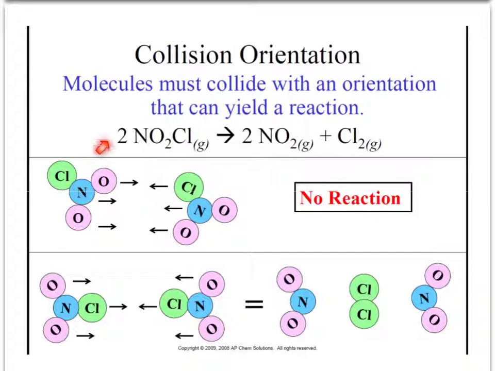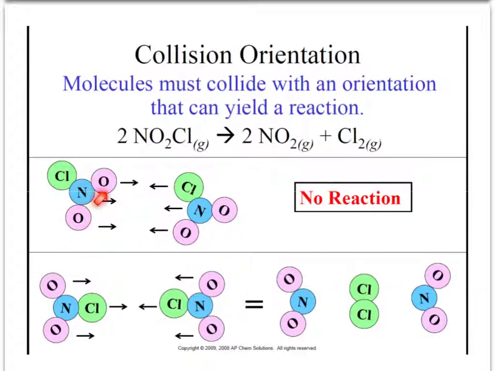Even though they're hitting each other, the two molecules that need to react are meeting, they're not meeting under the proper conditions. In order for the reaction to occur, it has to occur like this, where Cl matches Cl, and that'll give us our nitrogen dioxide and Cl2 as shown in the balanced equation. So not all collisions actually produce a reaction.